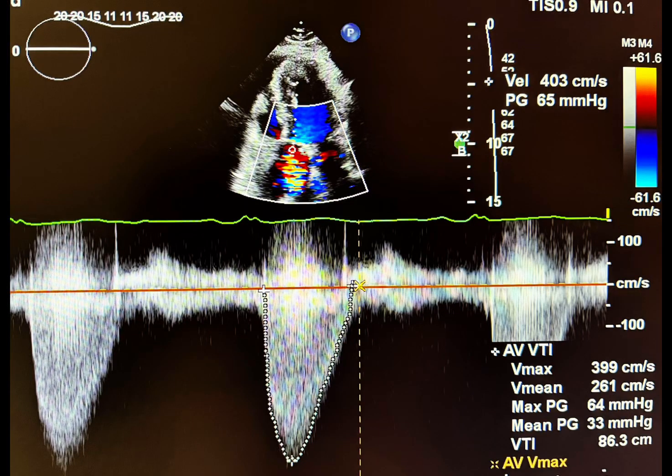The immediate questions: are the valve leaflets opening normally? Is there prosthetic valve thrombosis? Is structural valve degeneration present? Or could this simply represent patient prosthesis mismatch, commonly known as PPM?